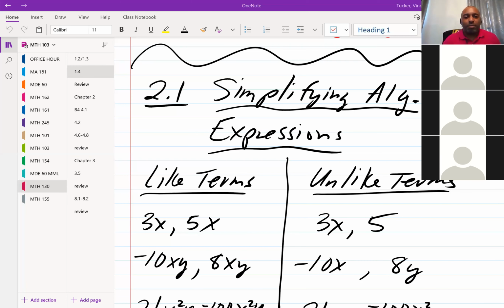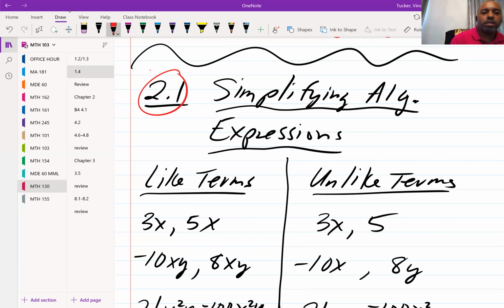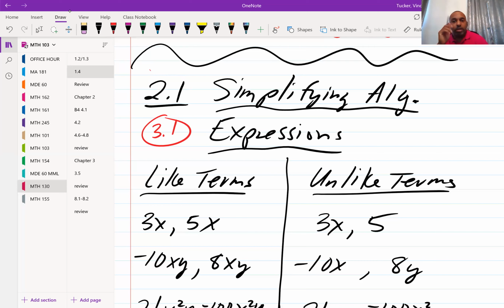So yeah, we're looking at simplifying algebraic expressions, but as he said, that's going to be 3-1. It's not 2-1. All right, so that's 3-1. All right, so simplifying algebraic expressions.